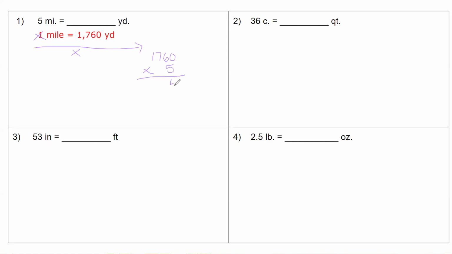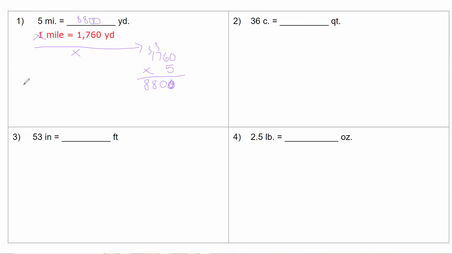5 times 0 is 0. 5 times 6 is 30. So there's my 0. Regroup that 3. 5 times 7 is 35. Plus 3 more is 38. Regroup that 3. 5 times 1 is 5. Plus 3 is 8. So my final answer there is 8,800 yards, is the same thing as 5 miles.